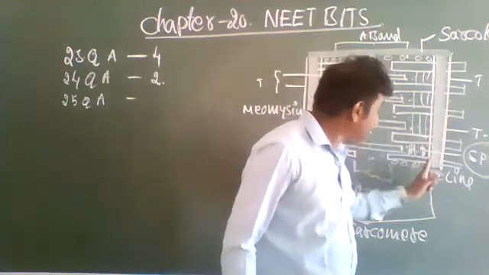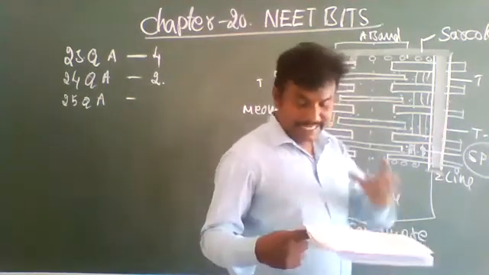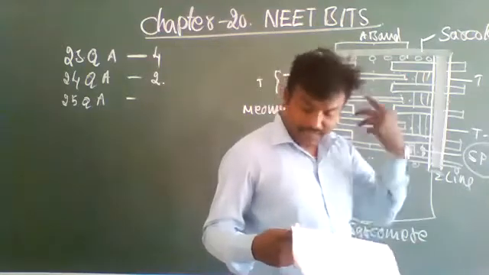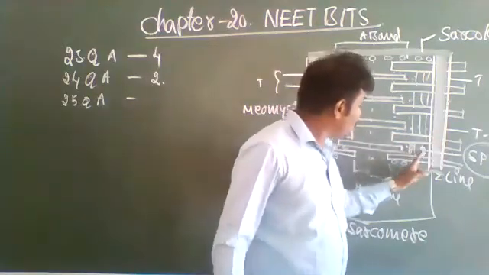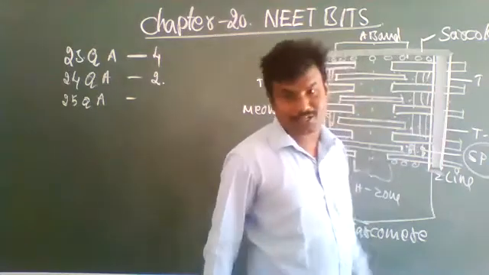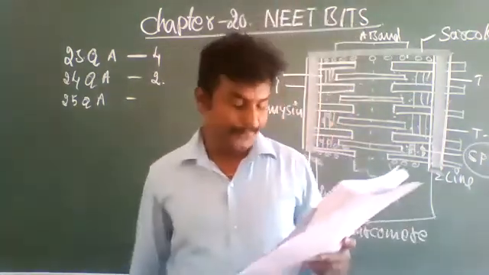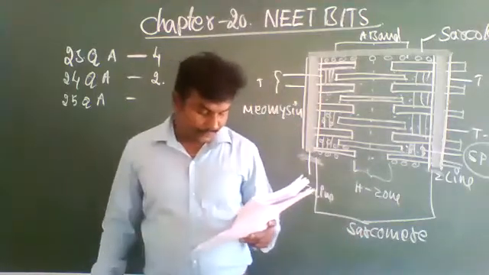That dystrophin protein is present here, and it receives and passes information from T tubules to the sarcoplasmic reticulum. So the correct option is 3, dystrophin. That's it.